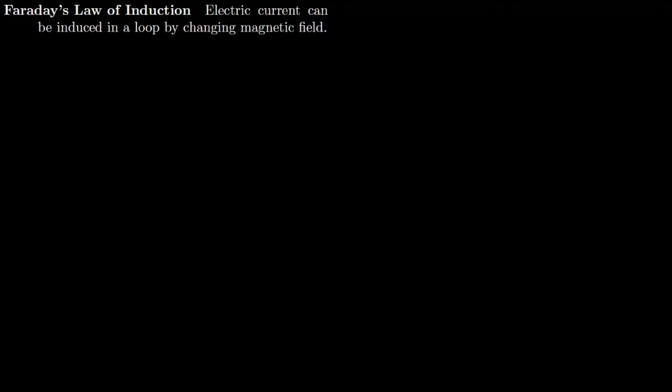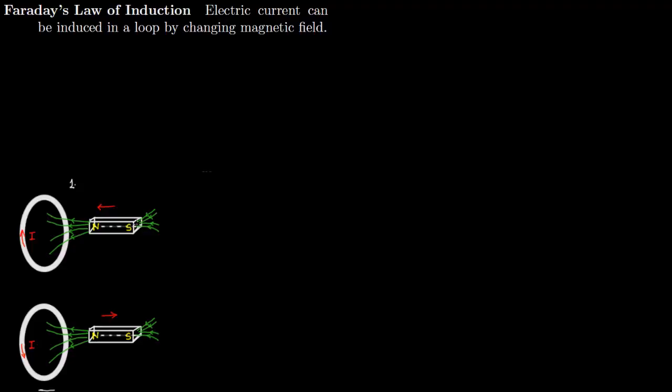We now talk about Faraday's law of induction. Basically, the law states that electric current can be induced in a loop by changing the magnetic field. Let us first see figure 1 right here. You're moving a magnet into the loop in this direction, so you are changing the magnetic field passing through the loop. If you change the magnetic field passing through the loop, then current will be induced in the loop.